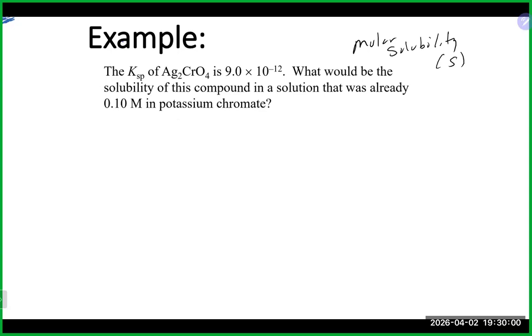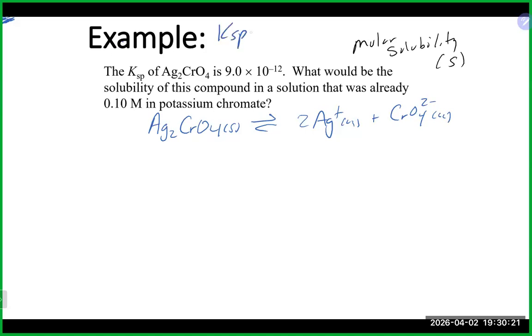Okay, let's take a look. So once again here, we're going to break this up into its ions. And in this particular case, we're going to get a couple of silvers, looks like, and a chromate. That's going to give us a KSP expression here of our silver, and we do need to square it because it's coefficient times our chromate.